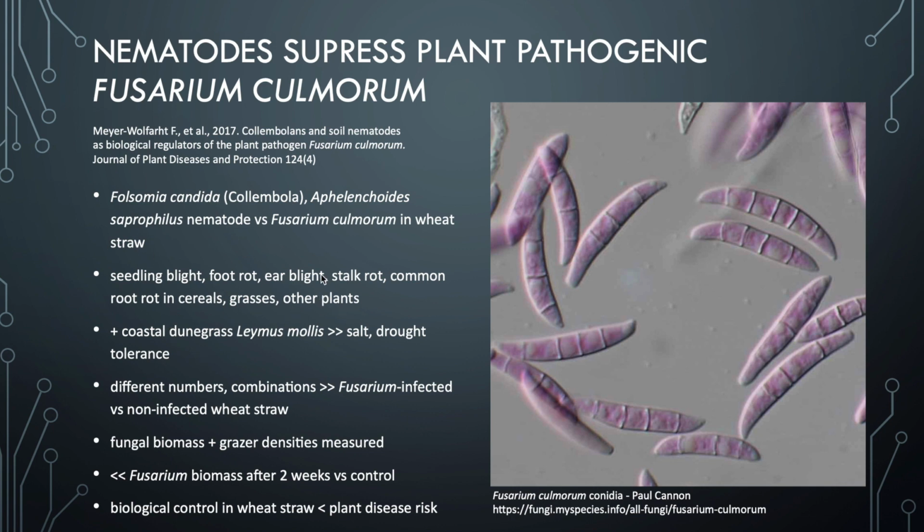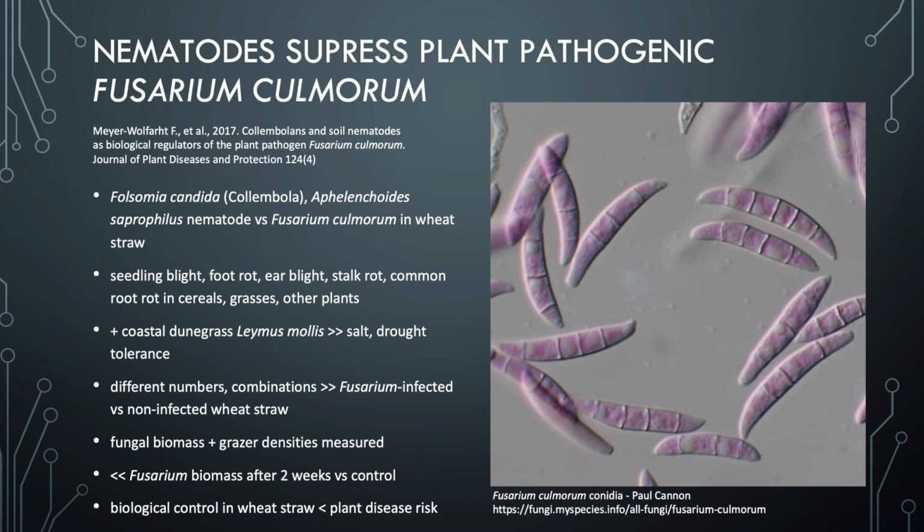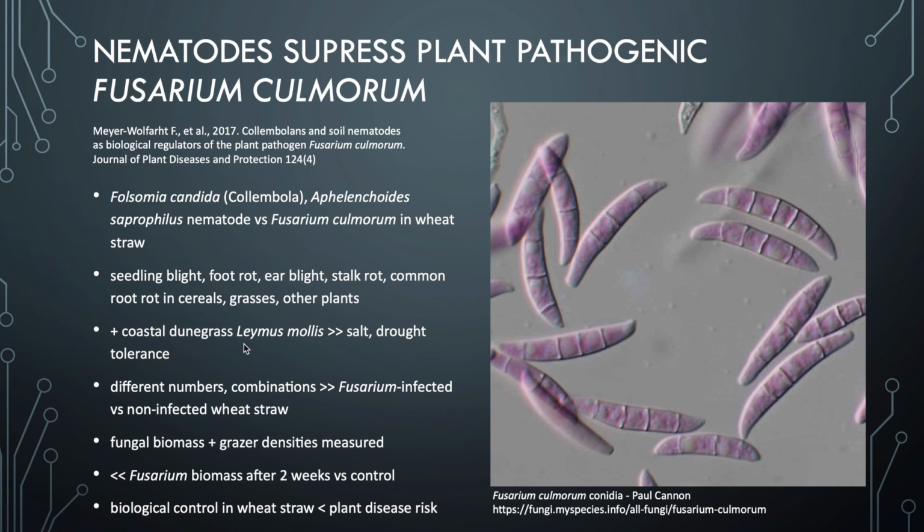So it is thought to be responsible for various diseases in various plants. But when it lives in a symbiotic relationship with a coastal dune grass called Leymus mollis, it actually confers salt and drought tolerance to these grasses. So it naturally occurs as a symbiotic partner of certain plants, but when conditions are favorable, this organism can actually exploit different plants.